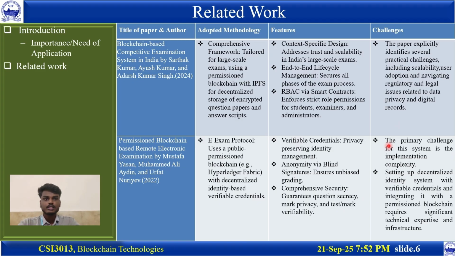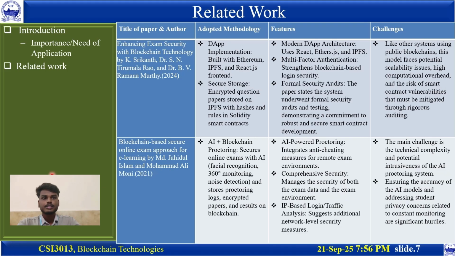Let us see the challenges faced by this system. The primary challenge for this system is the implementation complexity due to zero knowledge proofs and blind signatures. Setting up a decentralized identity system with verifiable credentials and integrating it with a permissioned blockchain requires significant technical expertise and infrastructure. So it requires more cost and technical steps.